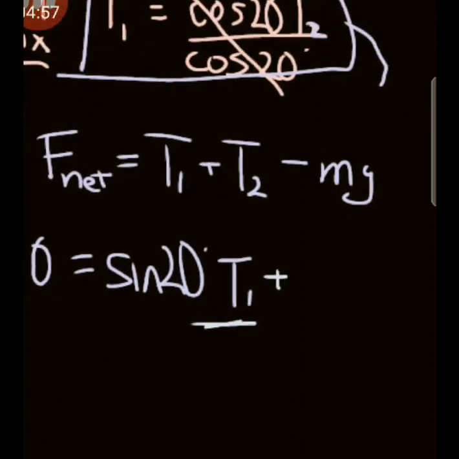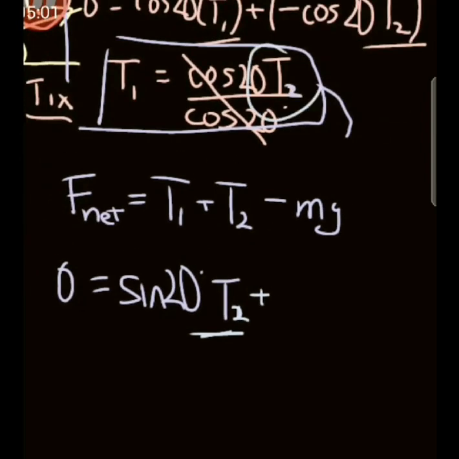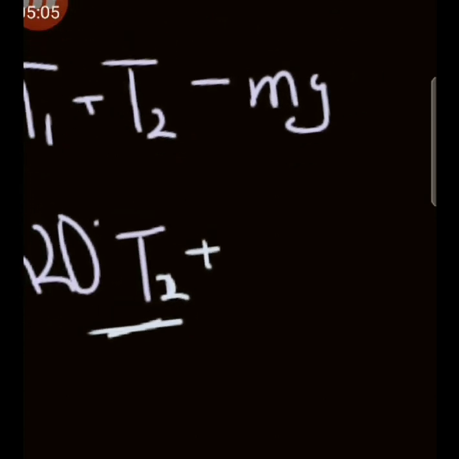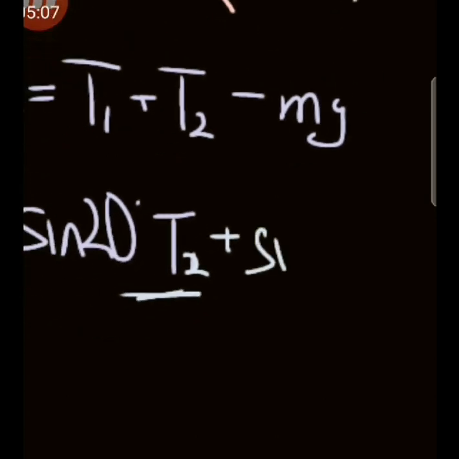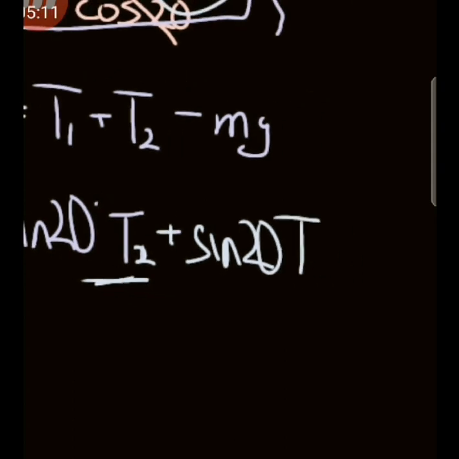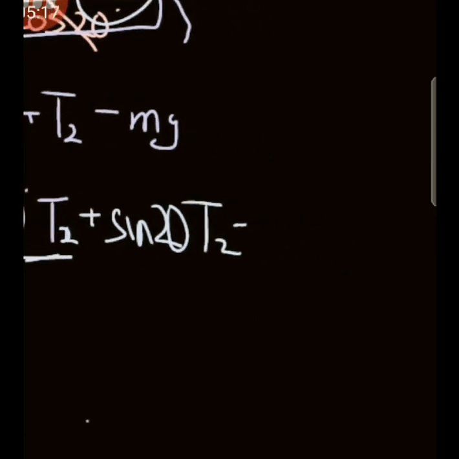But since we isolated tension 1 first, I'll just make this tension 2 so that we can put it in here. It doesn't matter which one you go with. And this will be the same angle because they're the same. I haven't mentioned this yet, but in this given question, the gravitational force is 245 newtons.